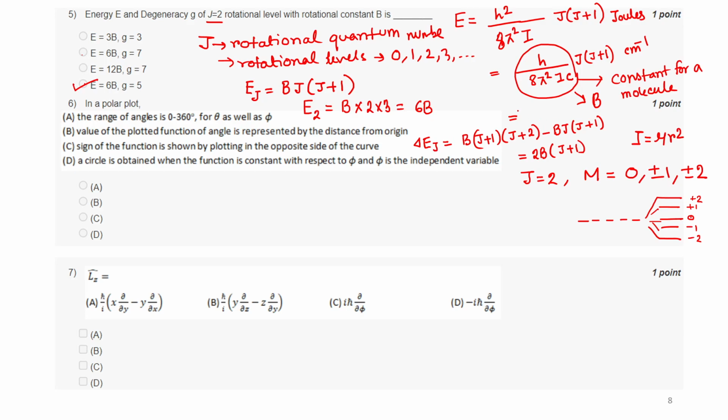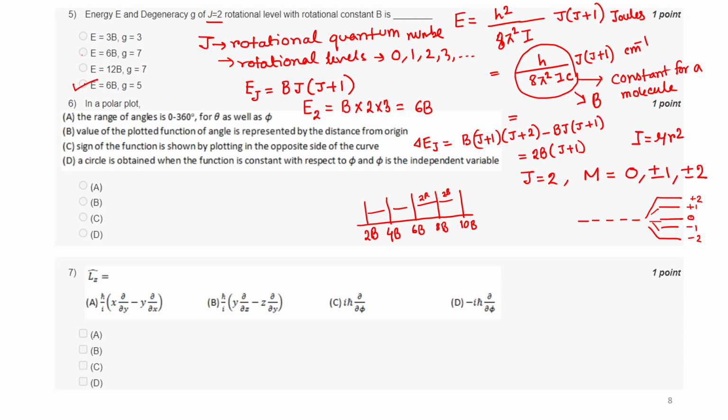And you are going to see that these transitions are going to be something like 2B, 4B, 6B, 8B, 10B. So now for a rigid rotor, what you are going to see is that these are spectra actually. So your spectral lines are going to be equispaced. What do you mean by equispaced? The gap is 2B in all the cases.